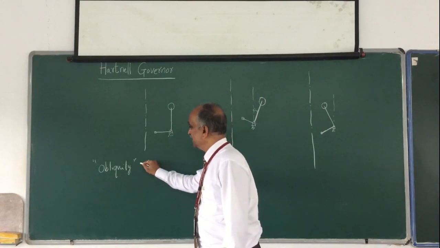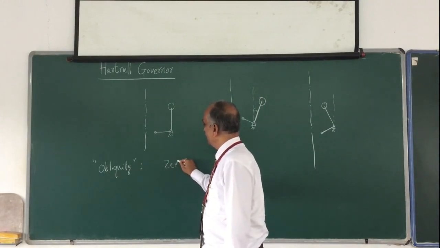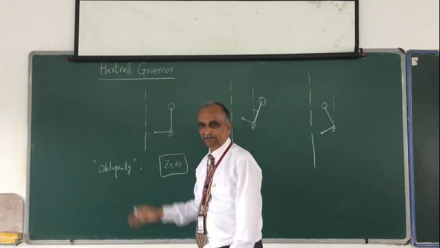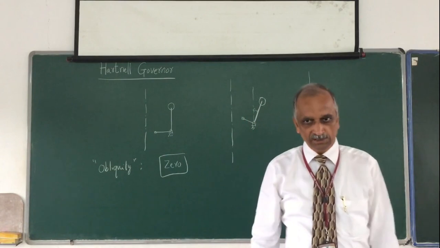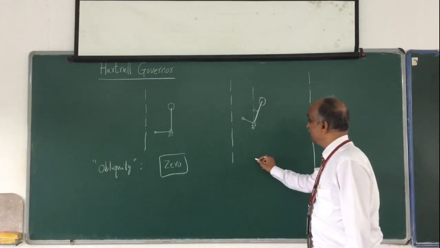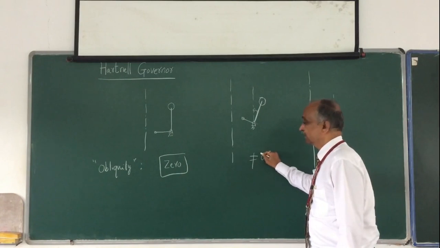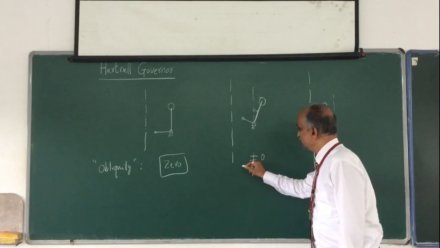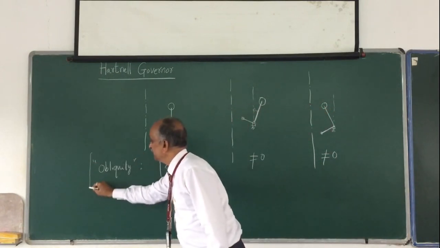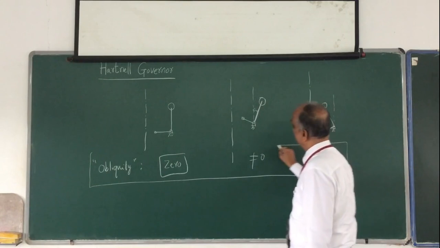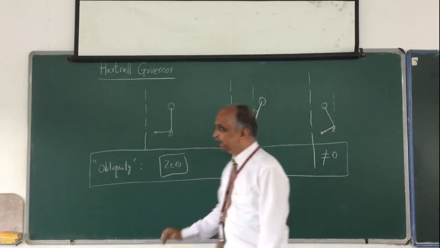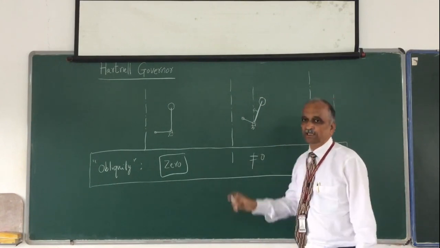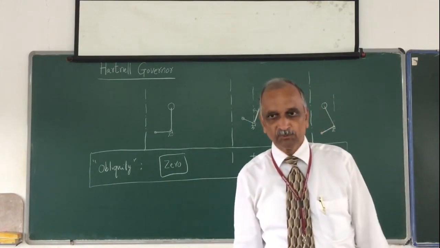And I say that the obliquity is 0 in this case because the angle between the ball arm and the spindle axis is 0. But here the obliquity is non-zero, it is not equal to 0. Similarly here also the obliquity is not 0. So these are the obliquity values in the three cases I have just written here. Whenever the bell crank lever is either like this or like this, we see that the bell crank lever is oblique.